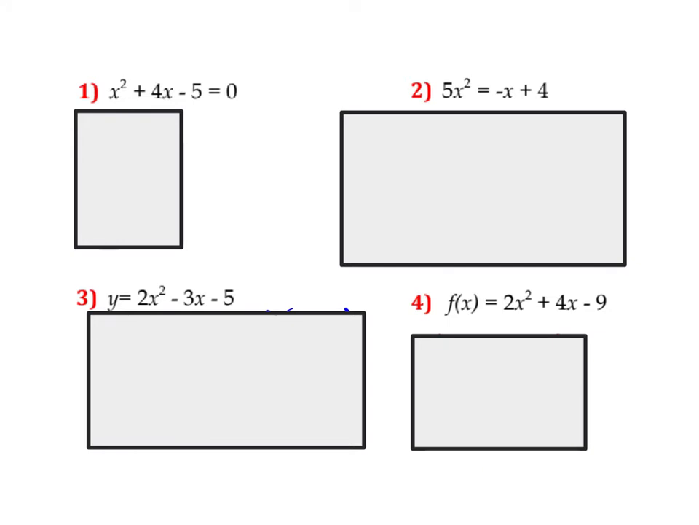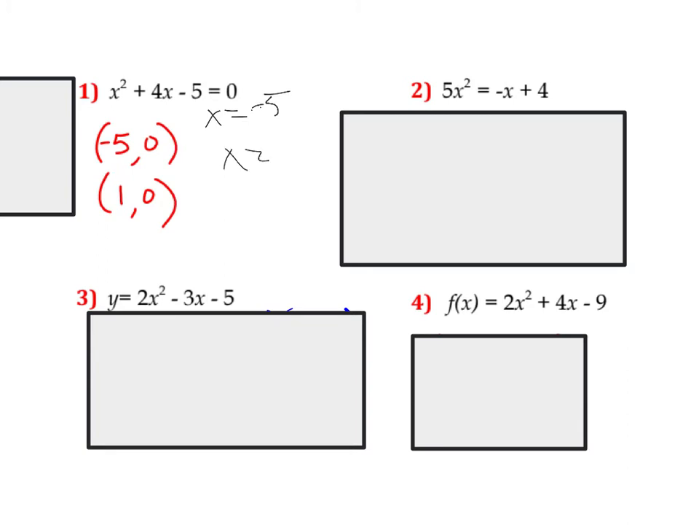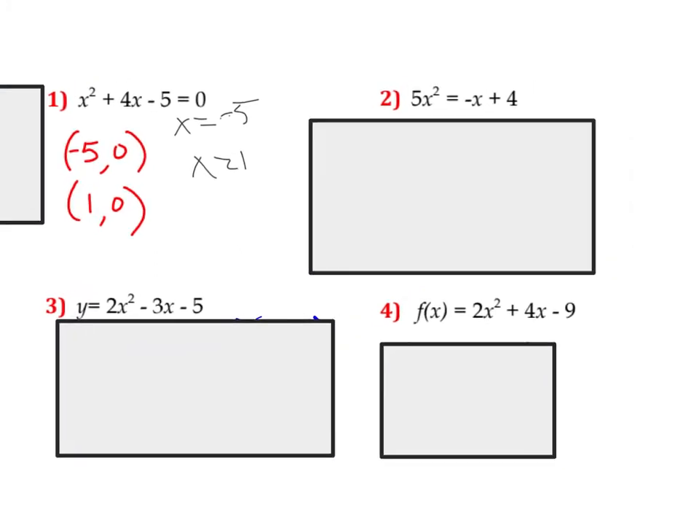So for the first one, after you set it equal to 0 and factor it out, you should get the answers of -5, 0 and 1, 0. So when we are writing these out, you get x equals -5 and x equals 1. But we'd want to write those as coordinates.